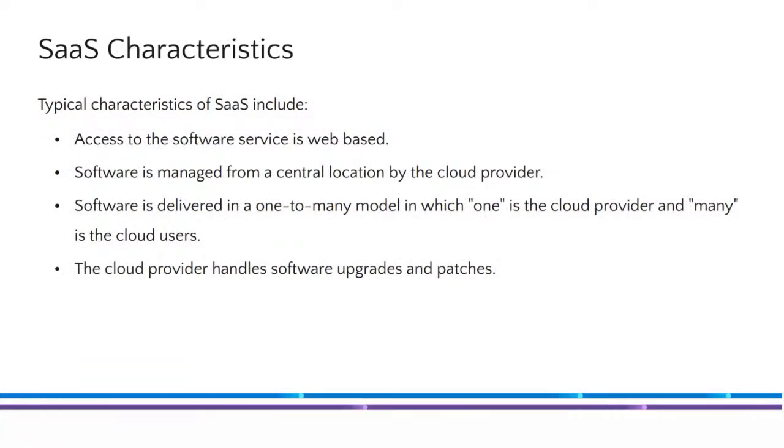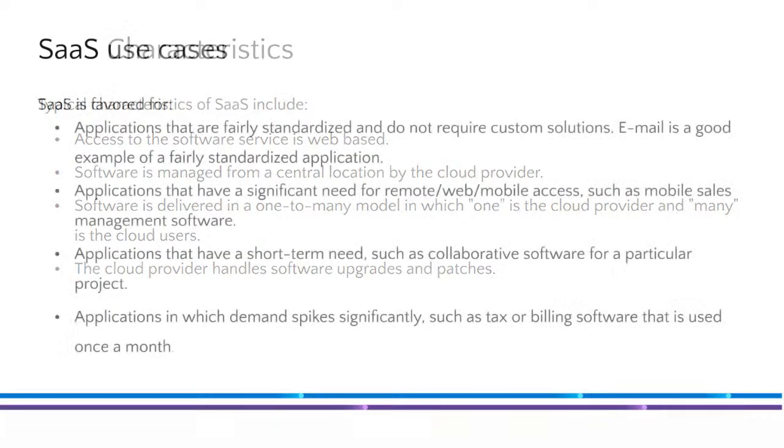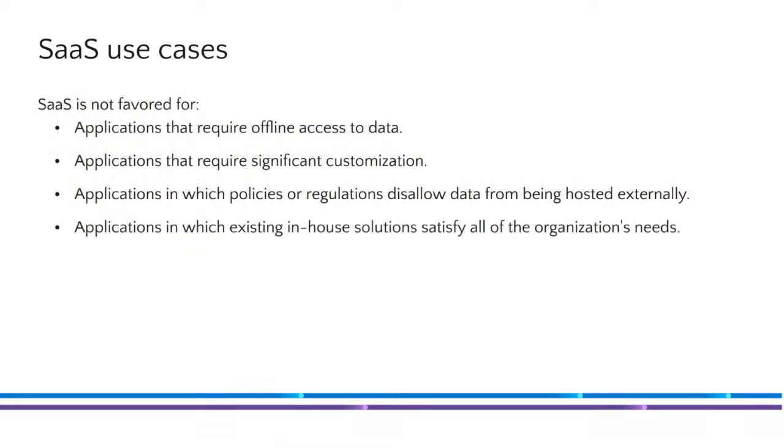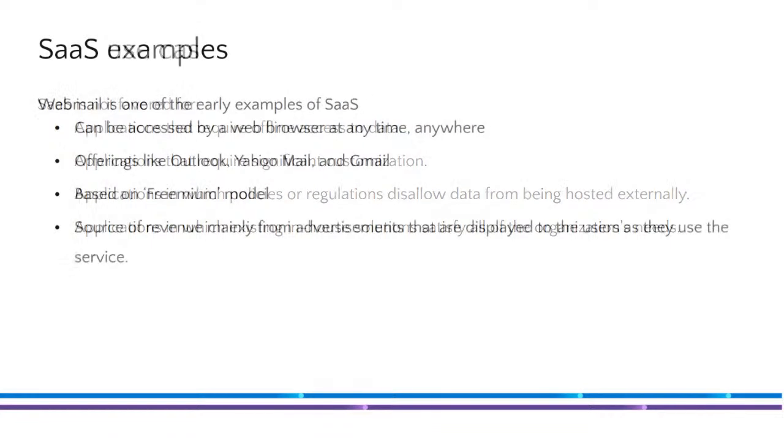So let's talk about the characteristics. Access to the software service is web-based. Software is managed from a central location by the cloud provider. Software is delivered in a one-to-many model, in which one is the cloud provider and many are the cloud users, that is, the customers. The cloud provider handles the software upgrades and patches. That is the main thing on the developer tools end. I'm not going into the use cases, because it's more on the customer side, used for data customization and hosting kind of stuff.